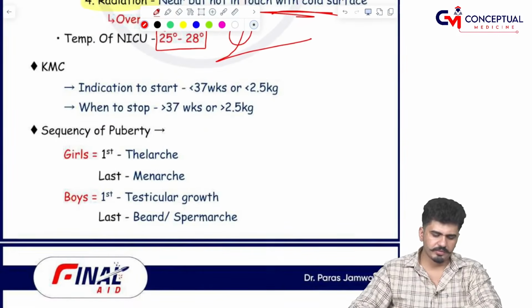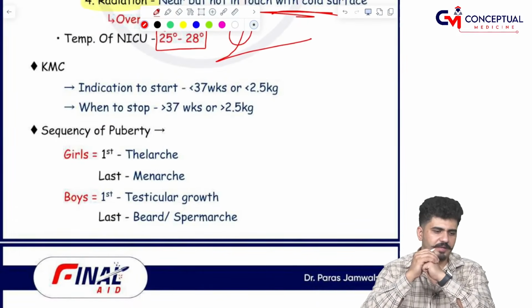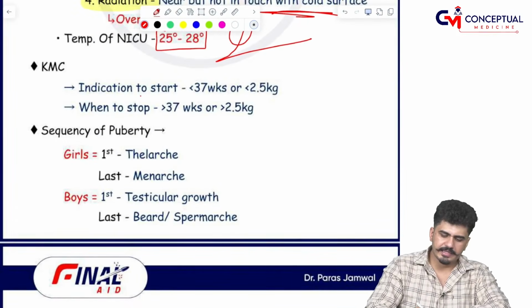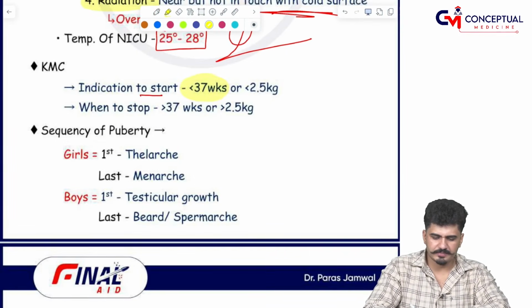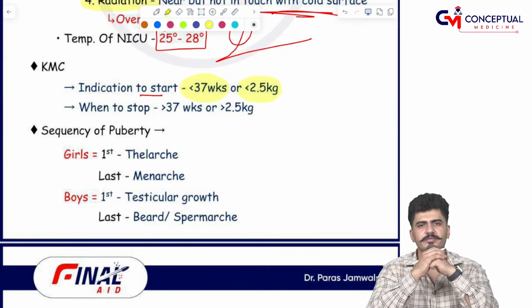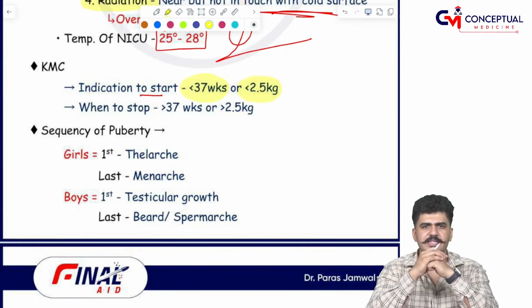Okay. Then coming to kangaroo mother care, sir. Important topic again. Kangaroo mother care. Indication to start: less than 37 weeks or weight less than 2.5 kg. या तो बच्चे का वजन less than 37 week होगा या तो weight less than 2.5 kg होगा.